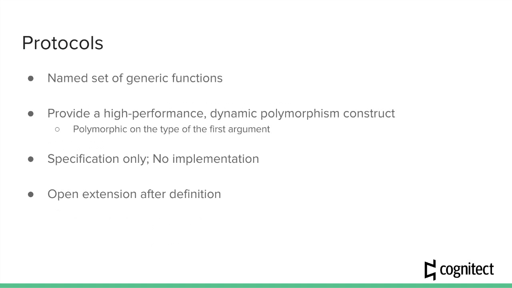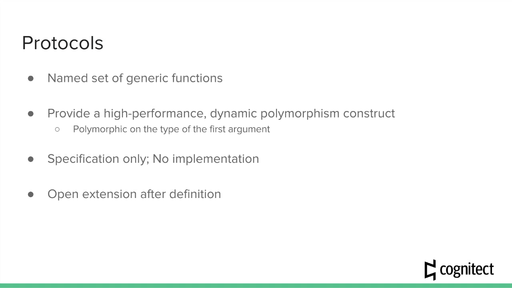Okay, moving on now, let's start talking about Clojure's polymorphic capabilities. And we'll start with perhaps the most popular one, protocols. These are named sets of generic functions. They provide a high-performance dynamic polymorphism construct inside of Clojure that's polymorphic on the type of the very first argument. Specification only, there's no implementation, so it feels a lot like interfaces. And it's fully open for extension after definition. So we use protocols to solve the expression problem, for example, in Clojure. And colloquially, people call protocols the good parts inside of Clojure.